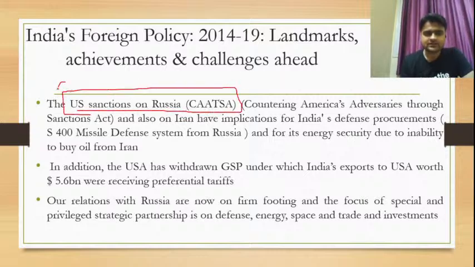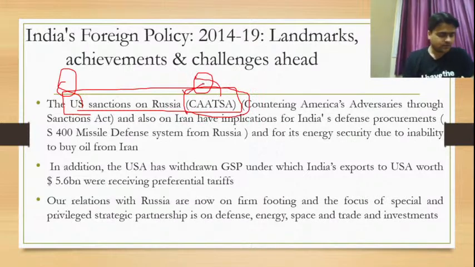What is the full form of CAATSA? Tell me in the comment section. Fine, tell me in the comment section what is the full form of CAATSA.